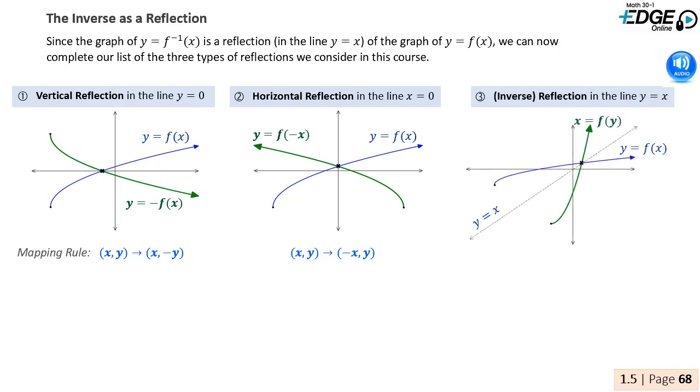Our third and final reflection is our inverse. This is a reflection in the line y equals x. We can represent this by y equals f(x), the original function, becoming x equals f(y), which may or may not be a function. The mapping rule showed that each point (x, y) became (y, x) as we exchanged the coordinates. We'll note that in this case, our invariant points were those that lie on the line y equals x, which meant that both the x and the y coordinate had the same value.